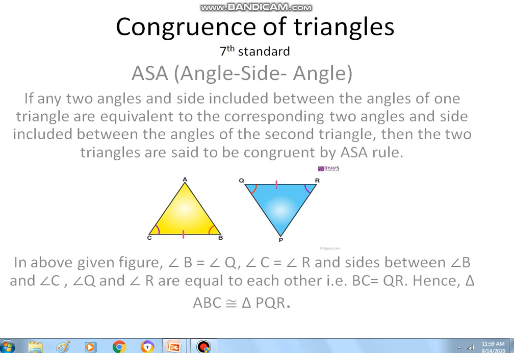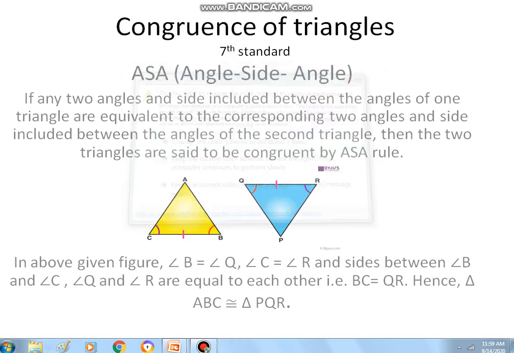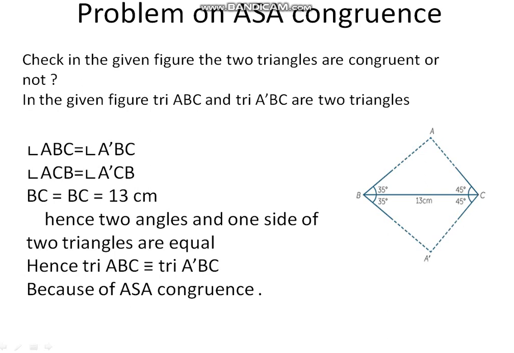These two angles, angle B is equal to angle Q, angle C is equal to angle R, and the side between these two angles, BC and QR, are equal. Hence, triangle ABC is congruent to triangle PQR, and that congruency is called the ASA congruency. That means angle side angle congruency. Next, we will discuss some problems based on this congruency.